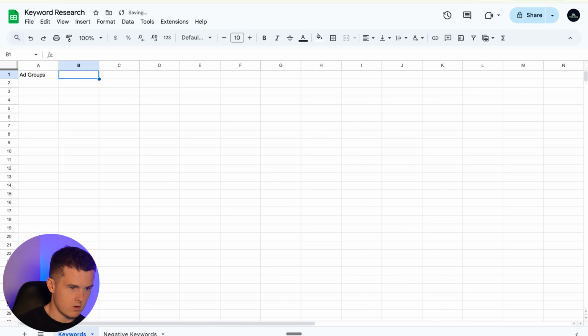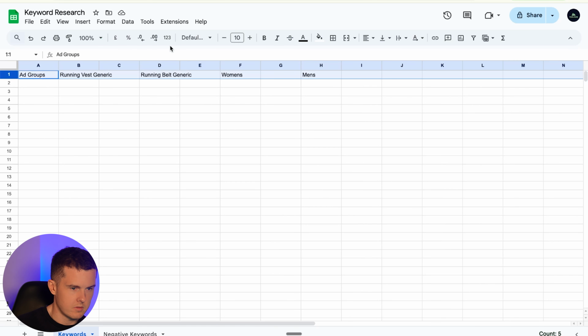So my ad groups are going to be running vest generic, then running belt generic. Then I might say something about women's and then men's. They're the ones that are kind of instinctively coming to mind. I want to split them up into different themes. So my ad groups for now are looking like that: running vest generic, running belt generic, women's and men's.